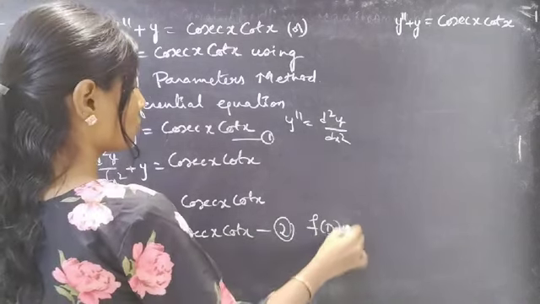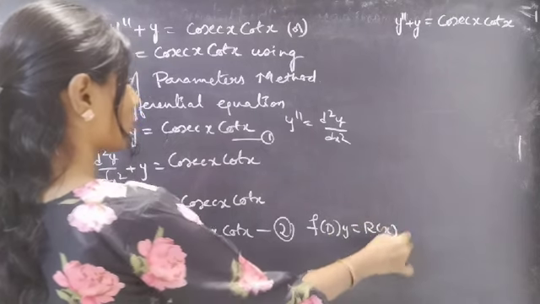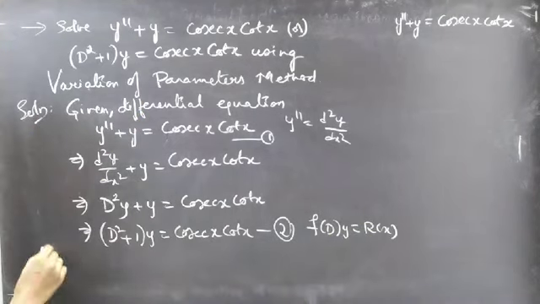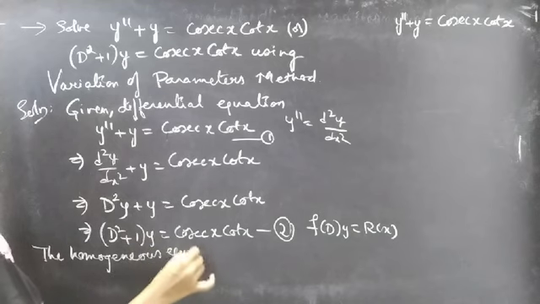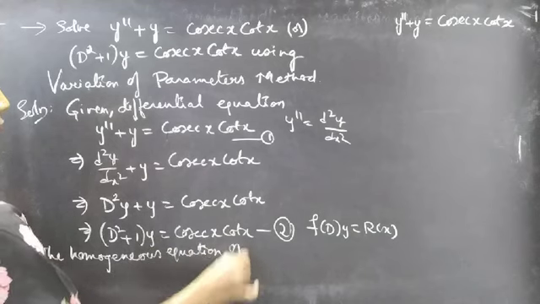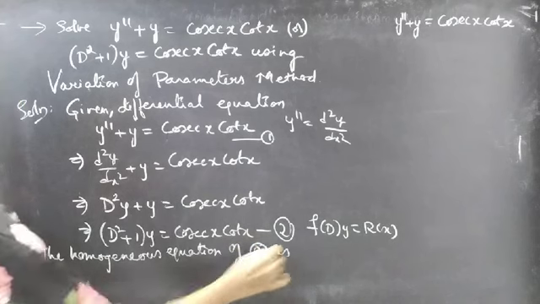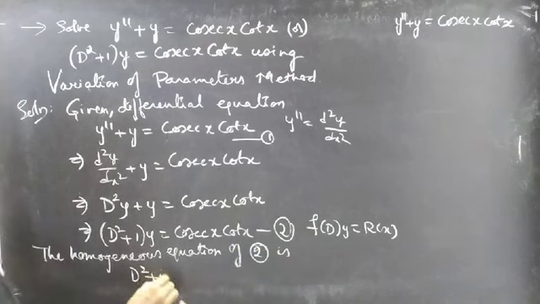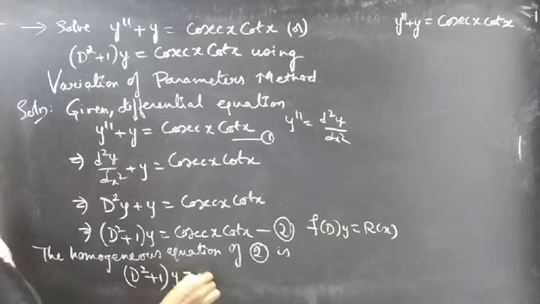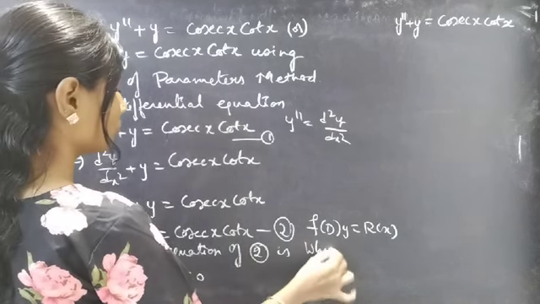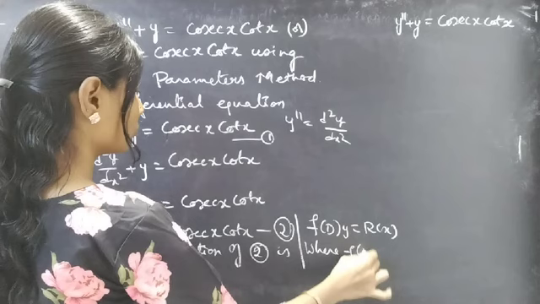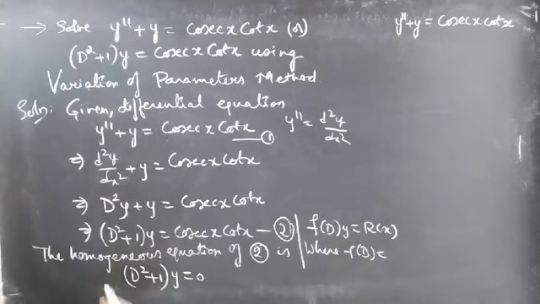Consider the given differential equation as 1 and the equation in operator form, say f of d into y equal to some r of x, be equation 2. Okay, now the homogeneous equation of 2 is d square plus 1 into y equal to 0, right? And also by comparing these two equations we'll get f of d, where f of d is d square plus 1.